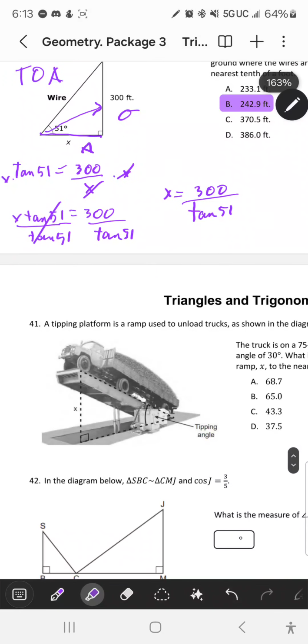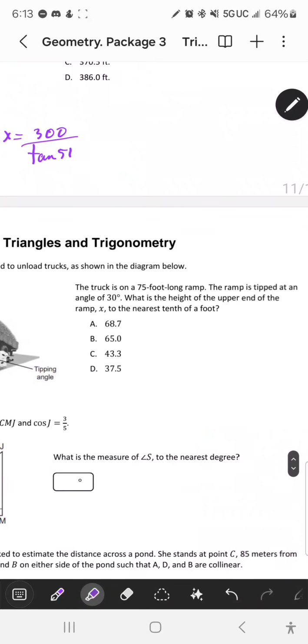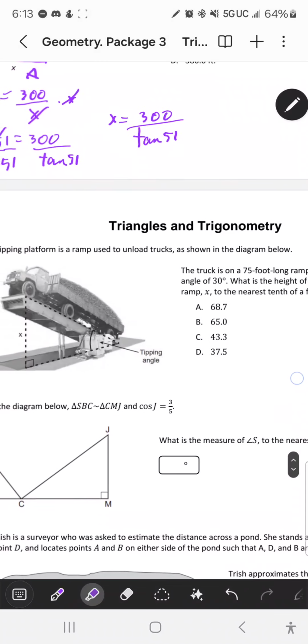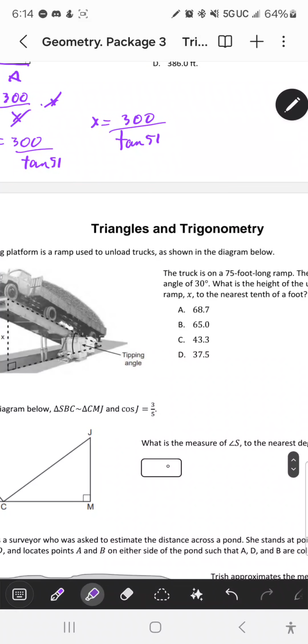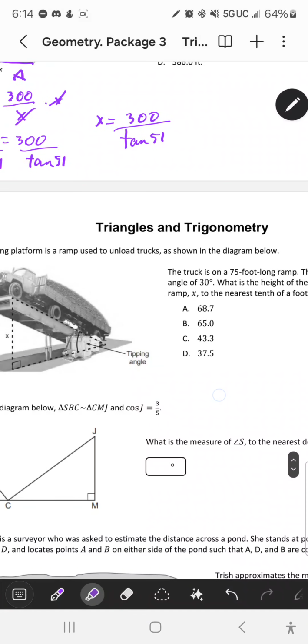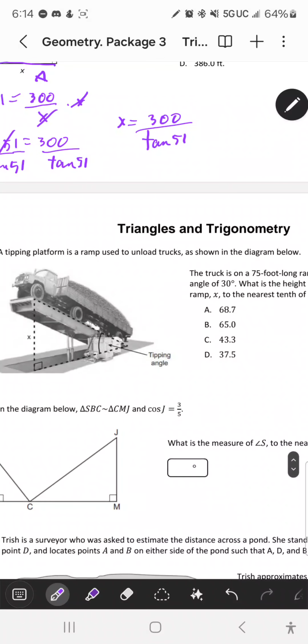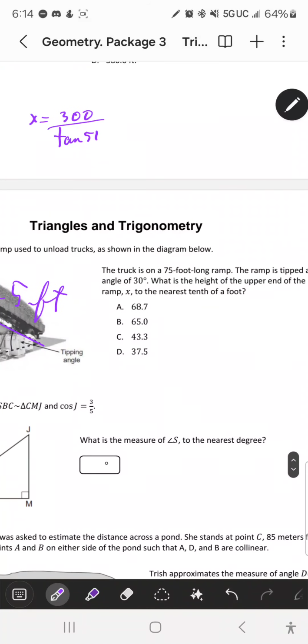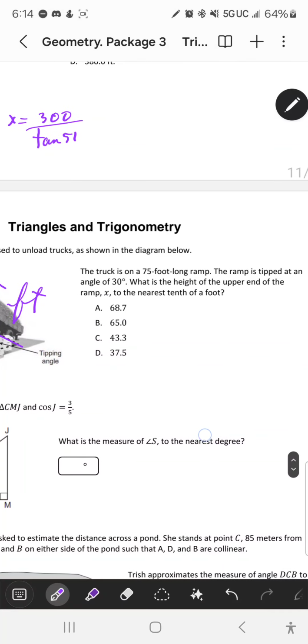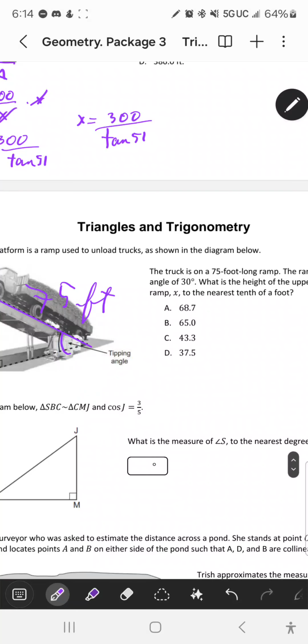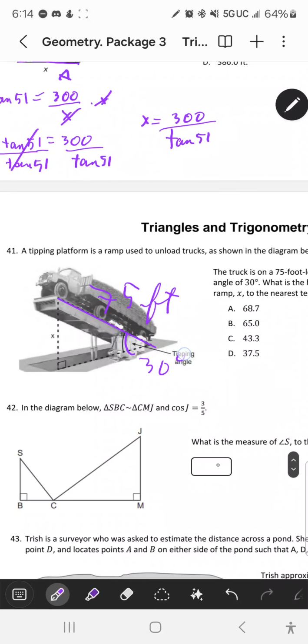Now let's continue. 41. A tipping platform is a ramp. Show the diagram. The truck is on a 75-foot long ramp. So this ramp right here is 75 feet, and it is tilted at an angle of 30 degrees. So this angle is 30 degrees.